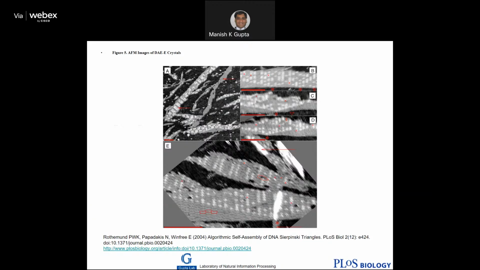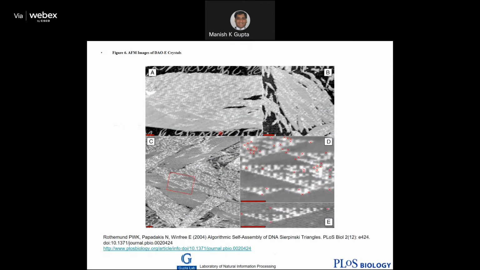And it is clearly visible that errors are there, right? So how to control it? They have actually shown how to control the errors also, without error correction and with error correction. These are some of the images. This paper you can read if you want to know about the Sierpiński triangle.